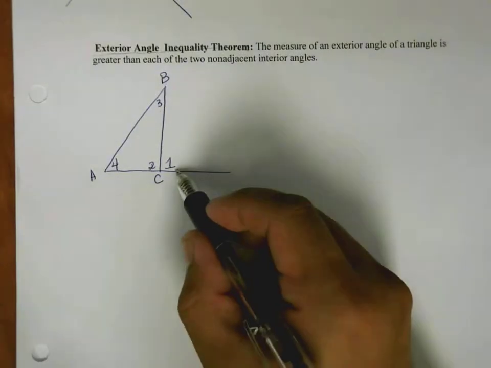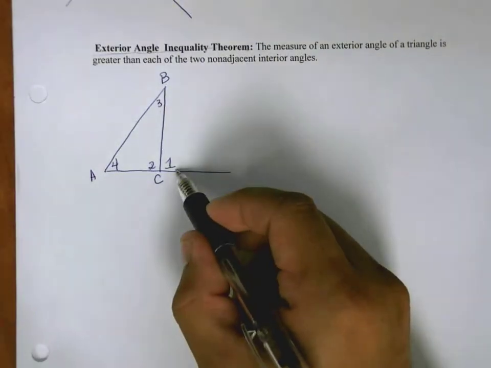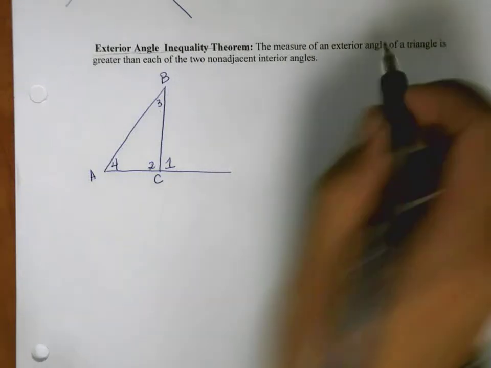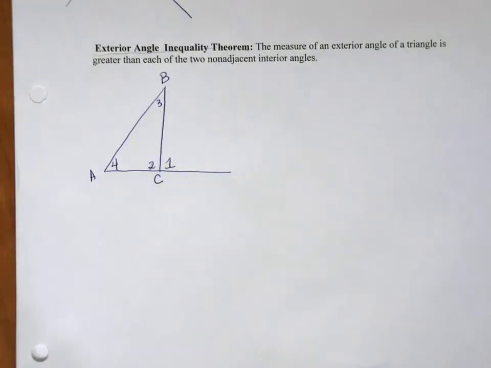And what this says is the measure of the exterior, so that's angle 1 right here, that's the exterior, is greater than the two non-adjacent. And remember, non-adjacent means it's not touching. So non-adjacent means that it's angle 3 and angle 4. Angle 2 is adjacent because it's touching angle 1.